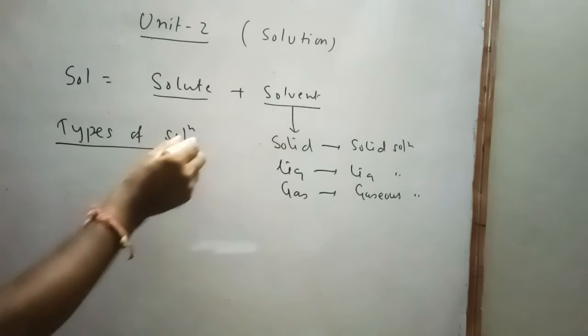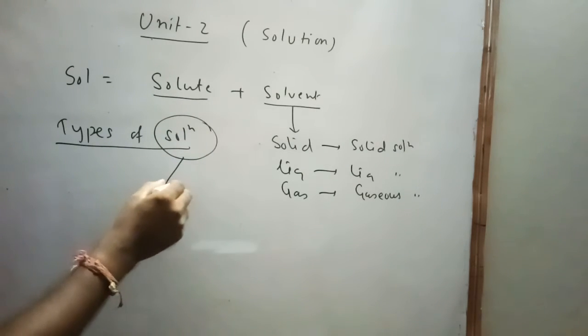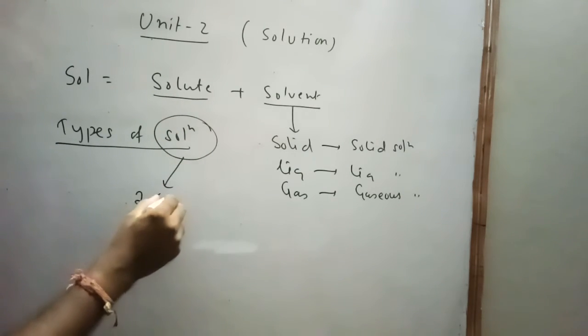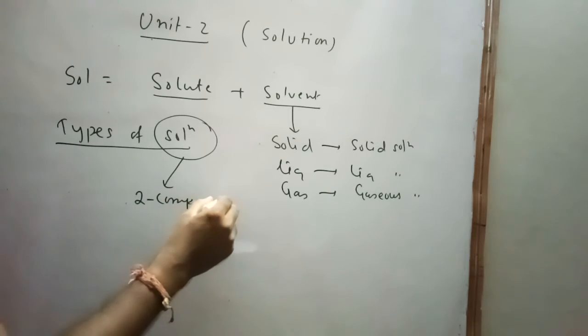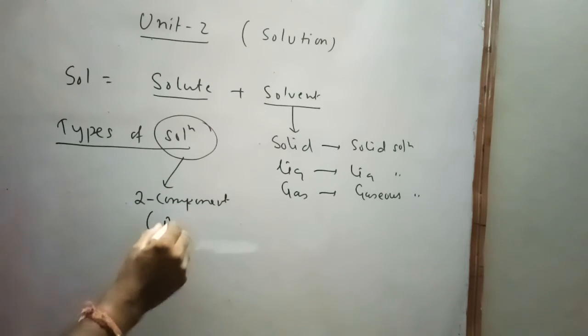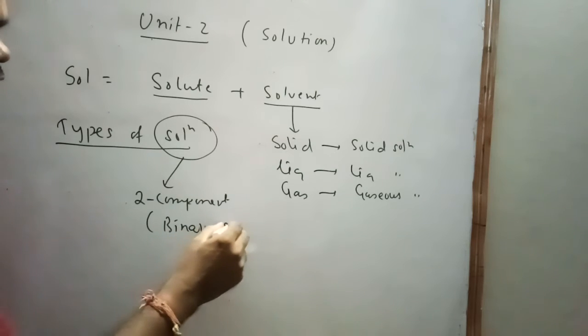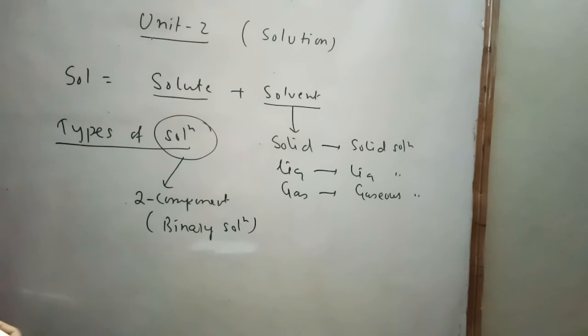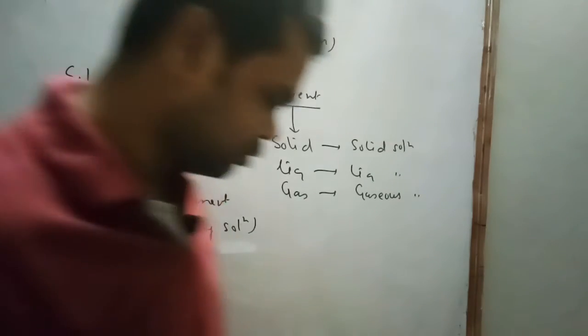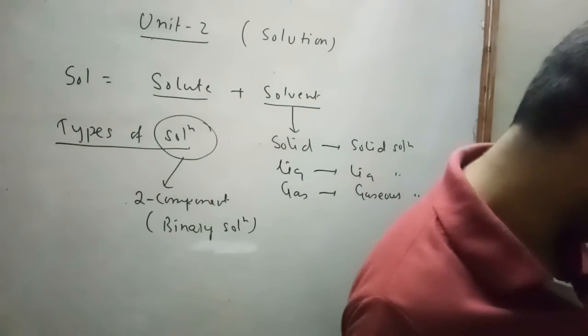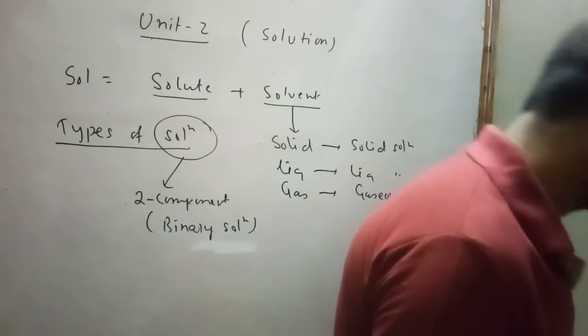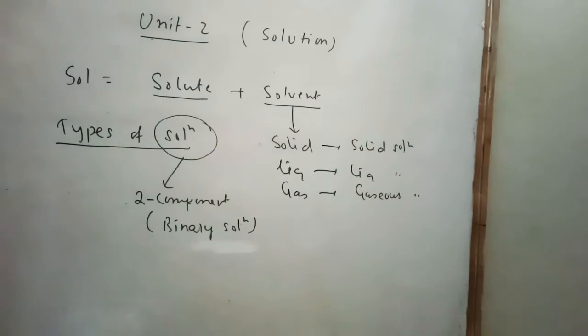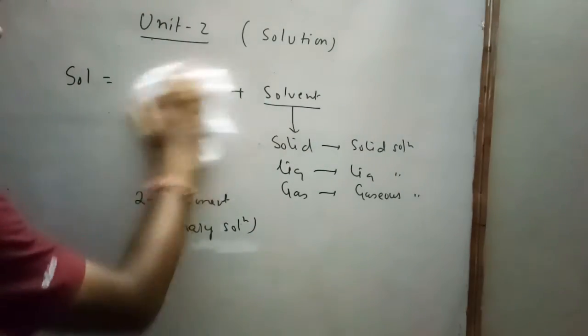So generally in this chapter we talk about solutions of two components, and a solution of two components is called a binary solution. So we generally talk about binary solutions in this chapter. Different types of solution we have discussed. Then the next term we are taking is solubility.